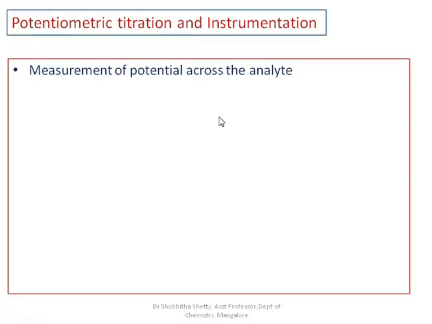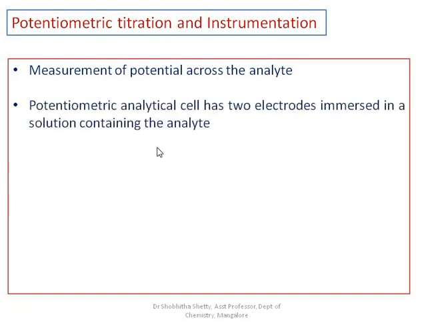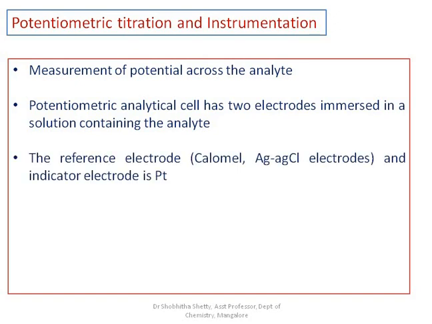So here, the measurement of potential is done based on the concentration of analyte, and we use two electrodes. Whatever analyte solution we are taking, we need to take in the beaker as you have seen in the previous diagram, and it is dipped with two electrodes. So the analytical cell has two electrodes, one a reference electrode and another an indicator electrode. Usually an inert platinum electrode is used as the indicator electrode, and the calomel electrode is the most commonly used reference electrode. In addition to that, silver chloride electrodes can also be used.